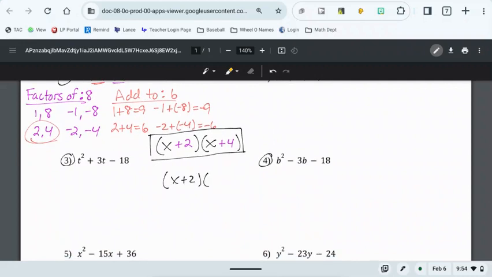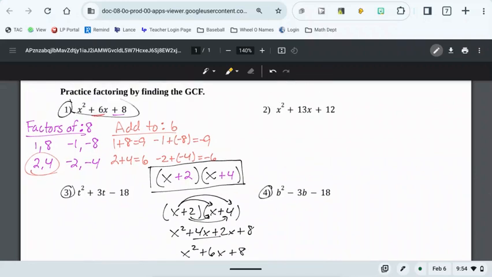You can use this check anytime to make sure that you factored correctly. All we have to do is double distribute. And after we double distribute, we want to see, did we get back to where we started? So x times x is x squared. x times 4 is 4x. 2 times x is 2x. And then 2 times 4 is 8. We combine like terms, x squared plus 6x plus 8. So we go back and check, and sure enough, we got back to where we started, x squared plus 6x plus 8. So we know we have factored correctly.